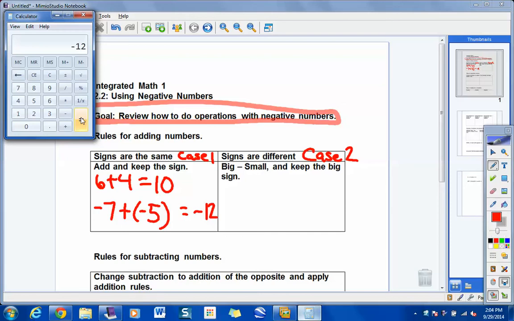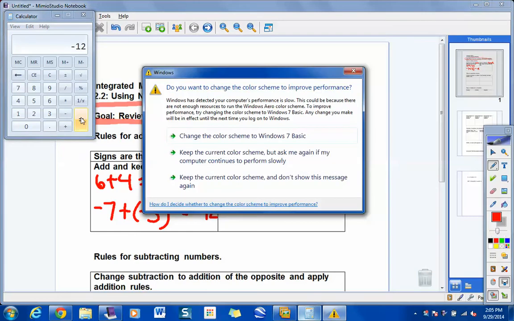Second part down, rules. Do this for me. What's 6 minus 4? 2. What's 4 minus 6? Okay. Here's how I think of this.